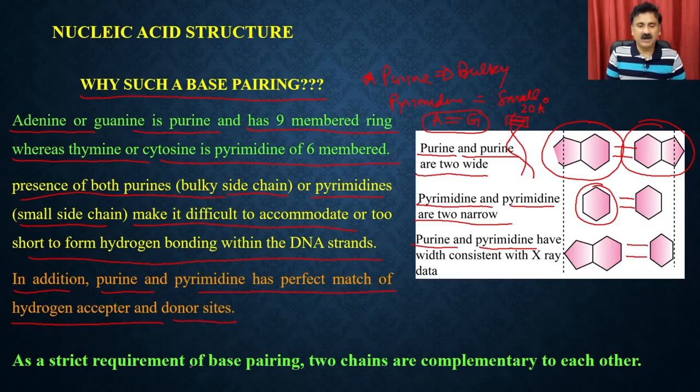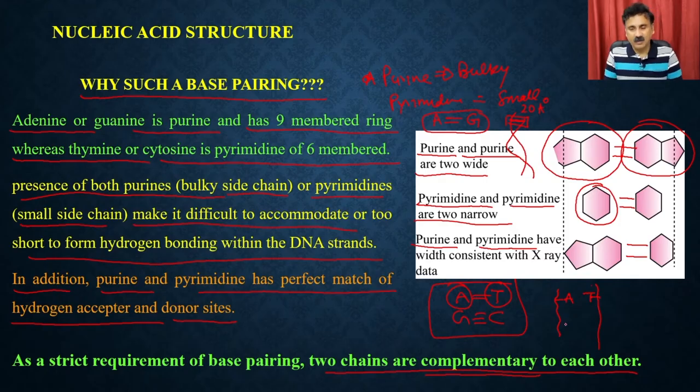So as a strict requirement of base pairing, the two chains are complementary to each other, which means A is always going to pair with T and G is always going to pair with C. If there is an A on one strand, it is always going to be T on the other. That's how this phenomenon is called complementarity. If on one strand you have A, there's no way you can have any other residue, so it can be T only on this side. That feature is called complementary to each other.